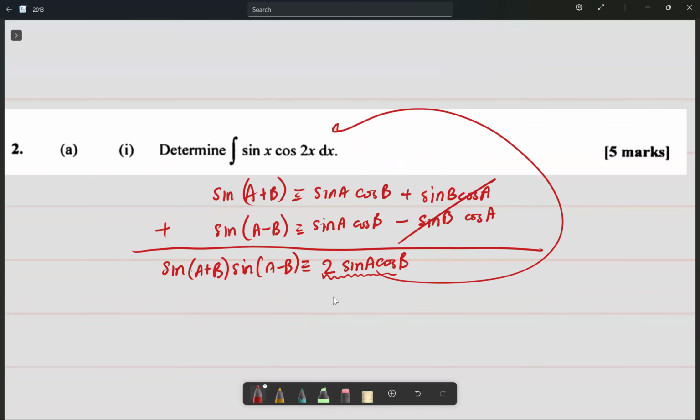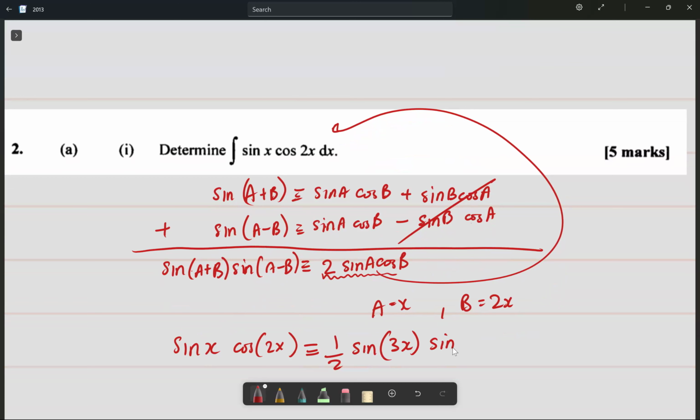So for it to be inside the integral, we're going to say that A equals x, B equals 2x. That means that sine of x cosine of 2x is going to be equal to a half sine A plus B, 3x, plus sine A minus B, which is minus x. And we're going to plug that into the integral.